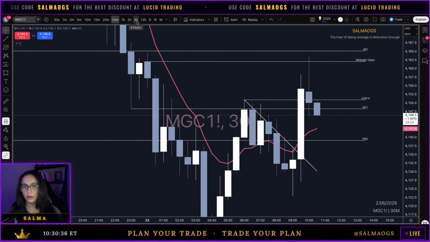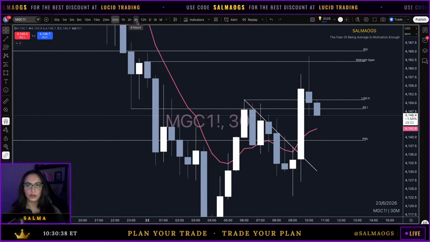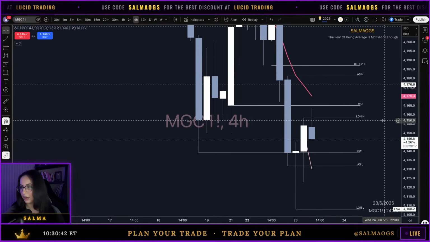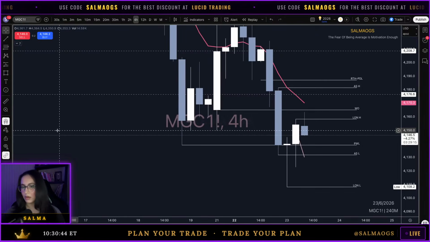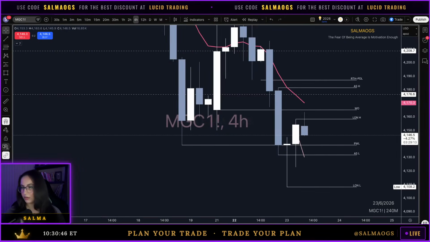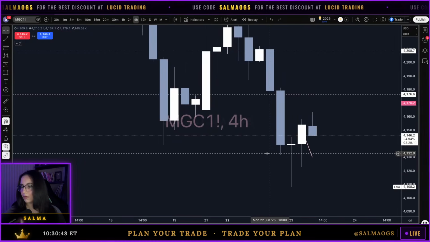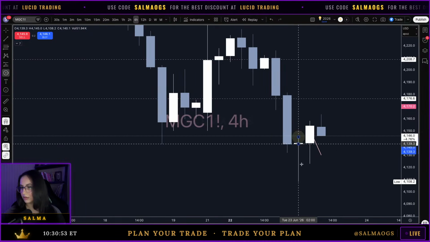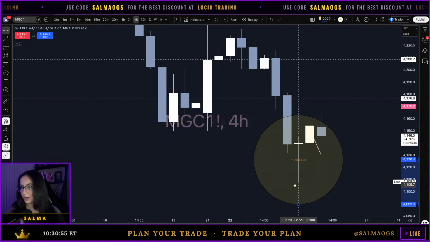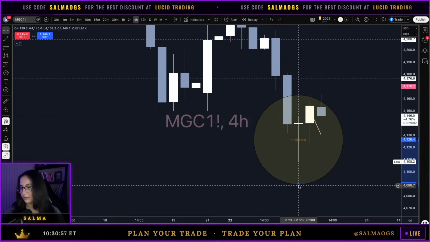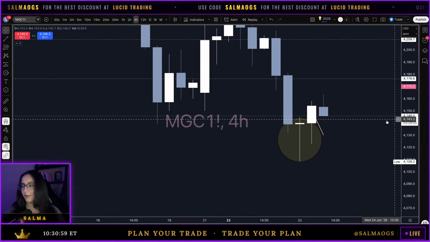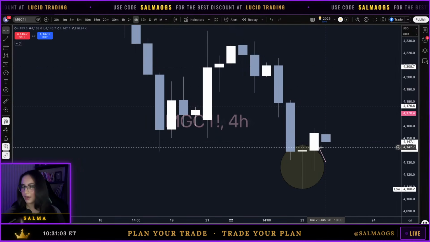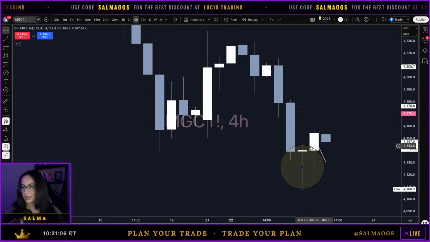Real quick though, let's go over a trade I was in. I just exited actually before getting on live, and I'll tell you guys why I exited as well. On the 4-hour GC, I noticed this doji candle at the bottom of the downtrend that we had. And so I decided to take some longs.